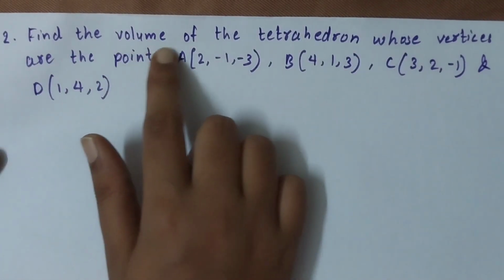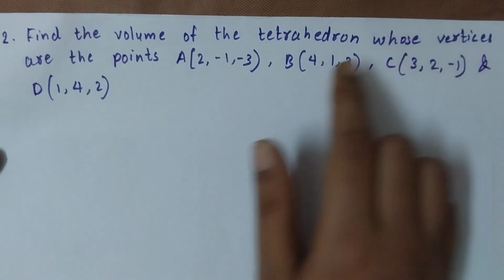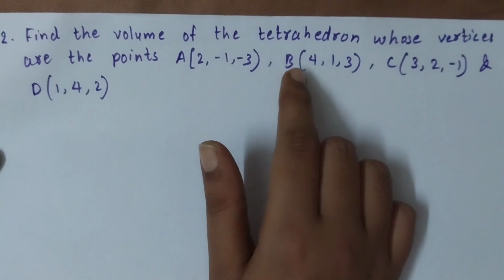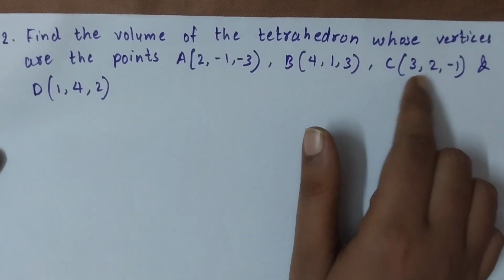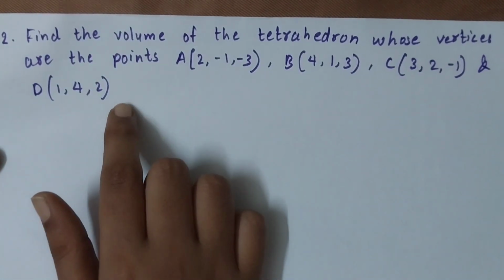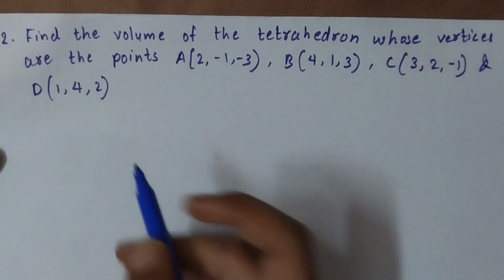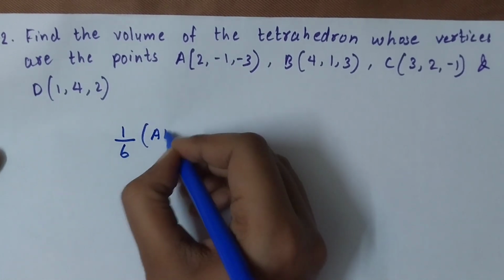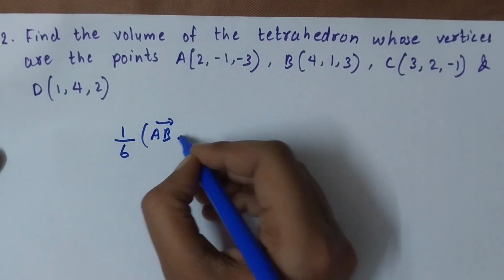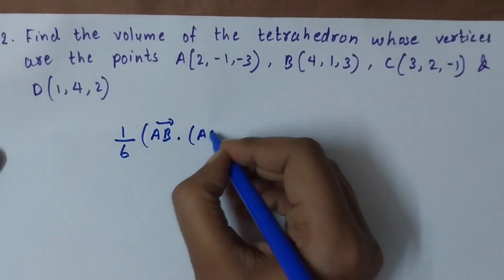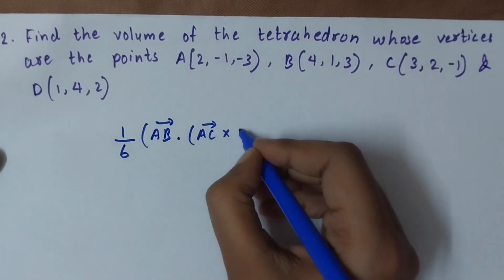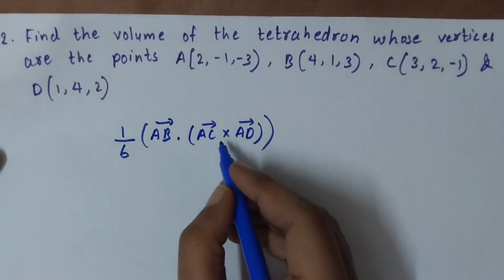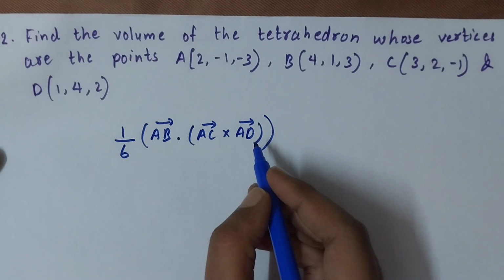Okay, our second question is, find the volume of the tetrahedron whose vertices are the points A (2, minus 1, minus 3), B (4, 1, 3), C (3, 2, minus 1), and D (1, 4, 2). The formula is 1 by 6 times AB vector dot AC vector cross AD vector. So we have to find AB vector, AC vector, and AD vector.